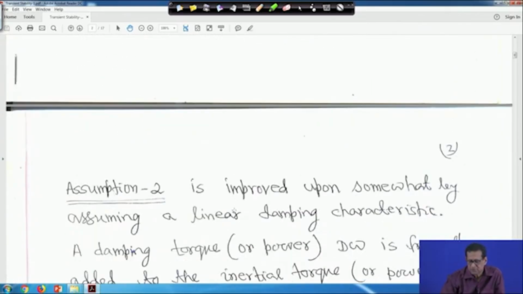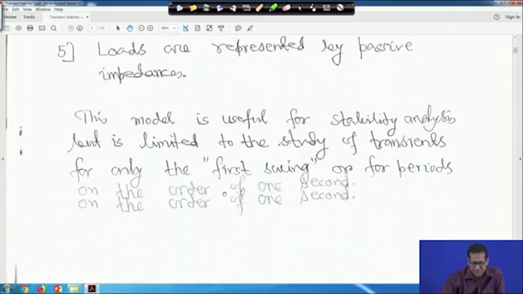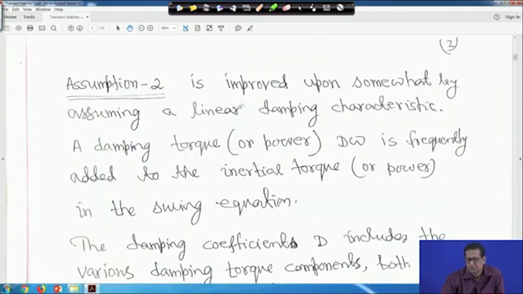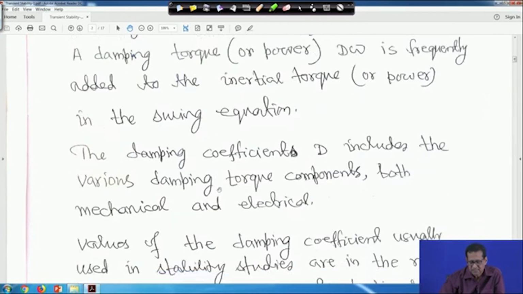Now, assumption 2 is that damping or asynchronous power is negligible. So, assumption 2 is improved upon somewhat by assuming a linear damping characteristic. A damping torque or power, the D omega that we have seen previously, is frequently added to the inertial torque or power in the swing equation. The damping coefficient D includes the various damping torque components, both mechanical and electrical.